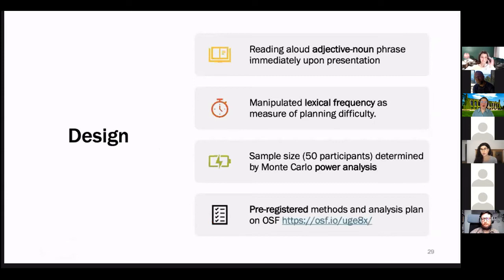So the way we designed it was that in the first condition, we had people reading aloud these adjective noun phrases immediately as soon as they popped up on the screen, and manipulated that lexical frequency as a measure of planning difficulty. We had 50 people in each condition, which we determined by power analysis, which you can take a look at on our OSF repo. And we have a bunch of other resources, including our pre-registration for this experiment on the OSF repo here. And this is a good place to mention that I also created a PDF of these slides. So you'll be able to look at the PDF and click on all these links later.